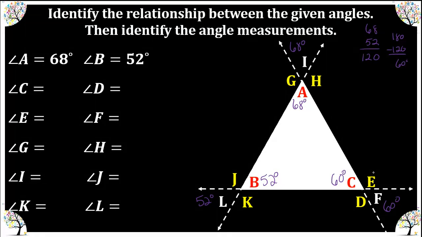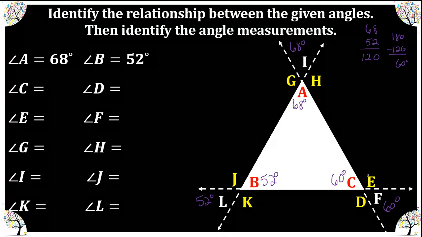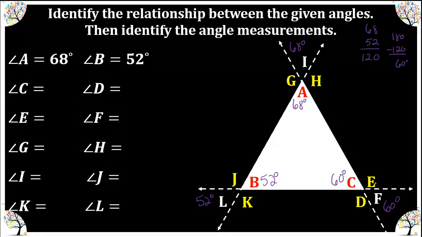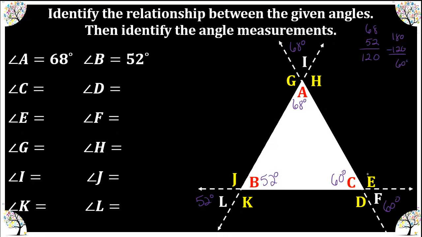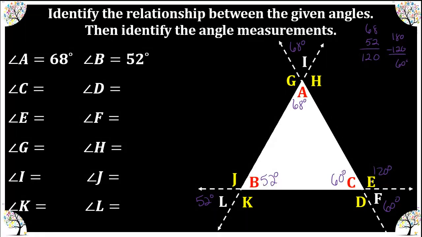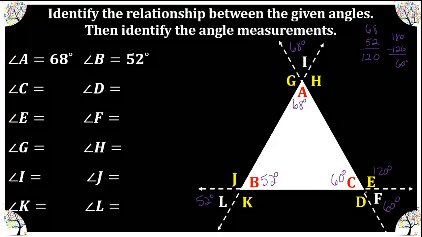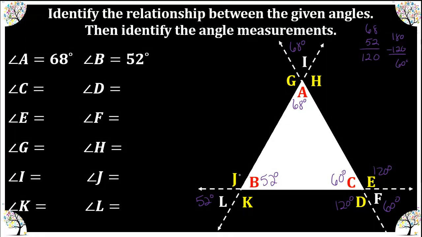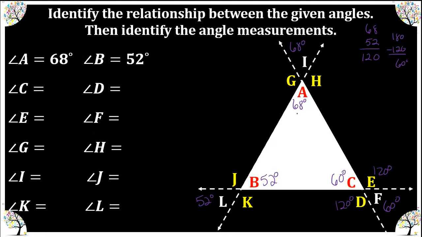Now, we can get angle E in several ways. We know that the sum of A and B is the same as E because those are the two remote. And we've already added 68 and 52 to get 120. I could have also said that C and E are supplementary. Now I can get angle D easily because E and D are vertical. Okay, let's go to this vertex. And if we want to get angle J, I could simply just add the two remote interior angles, which would be 68 and 60.